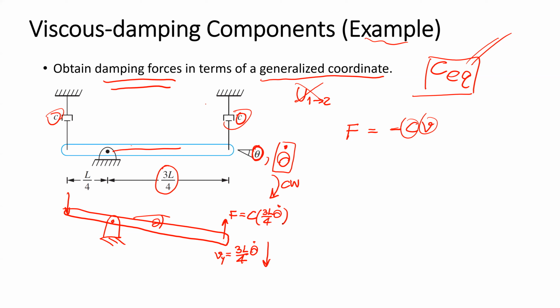And the direction of the force needs to resist the direction of the linear velocity. If the bar rotates counterclockwise, at this point the velocity is going down. The force should resist the velocity. It should go upward with the magnitude of the coefficient multiplied by the magnitude of the velocity.